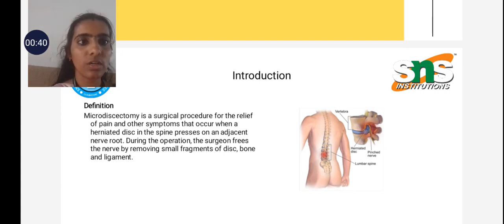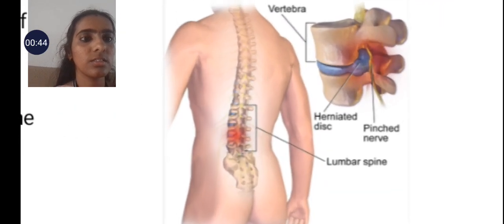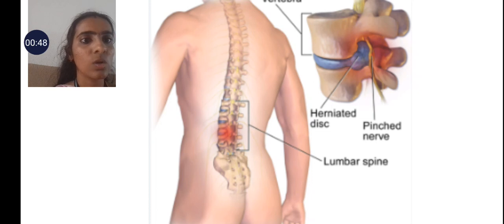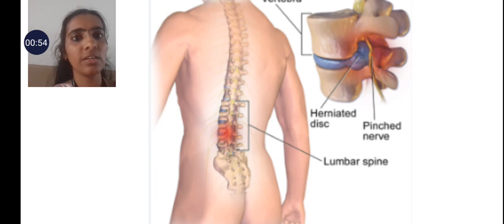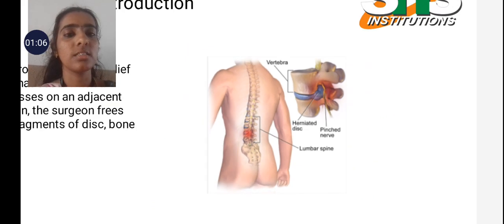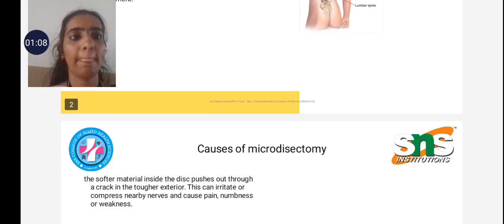So in this picture we are able to see the microdiscectomy. It is the herniated disc, the pinched nerve. So in a lumbar region, that is between L1 to L5, in that area the patient feels very much pain during bending, sitting for prolonged periods, or driving. So this is the vertebra. This is the herniated disc. This is in the lumbar region.